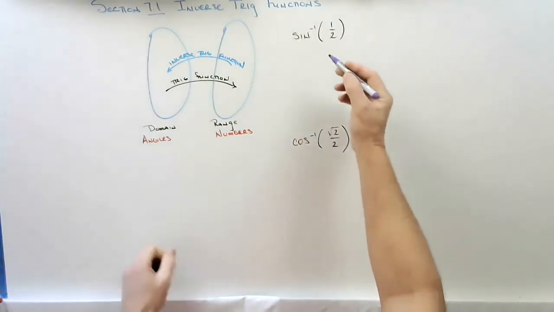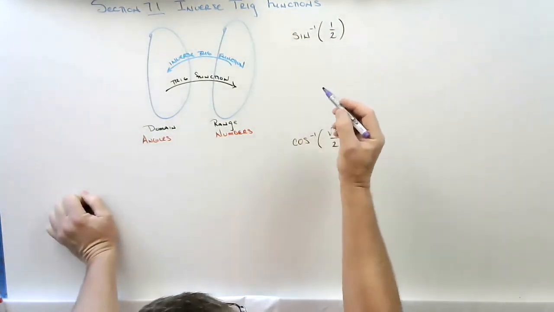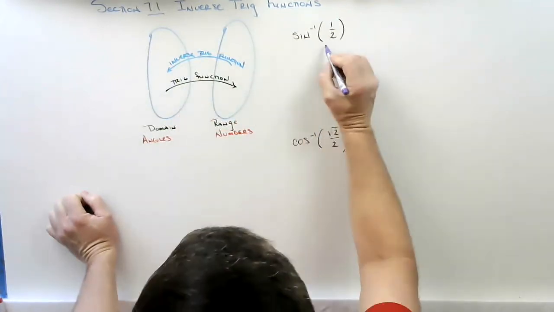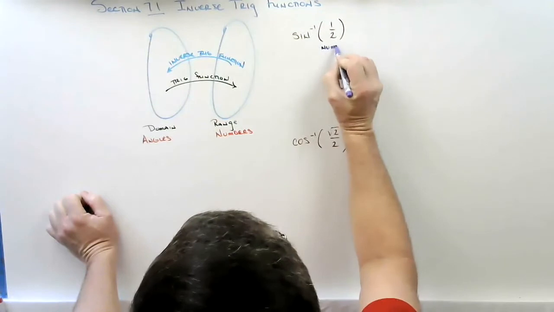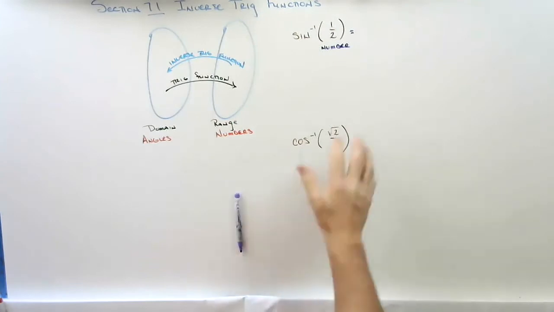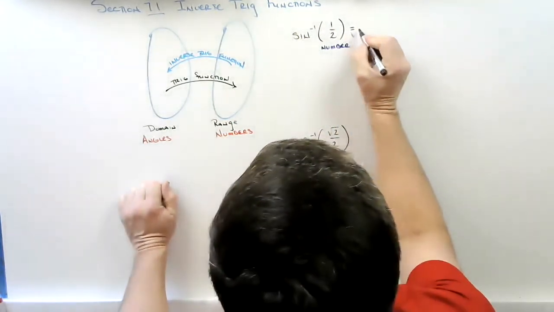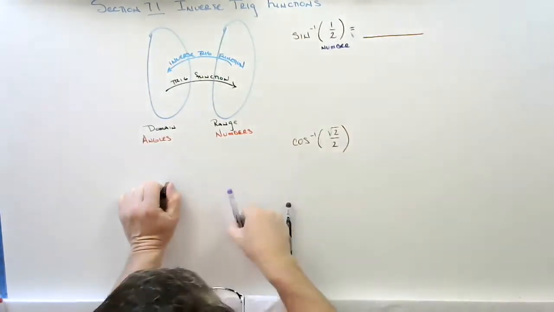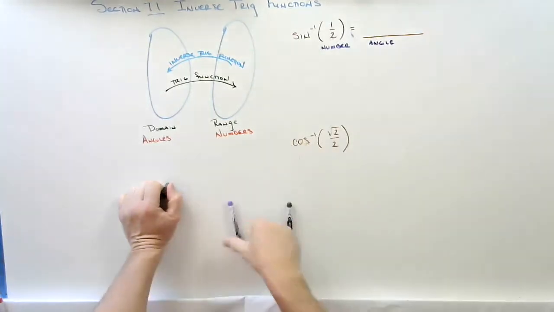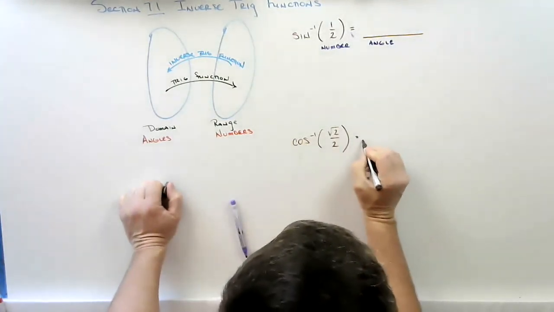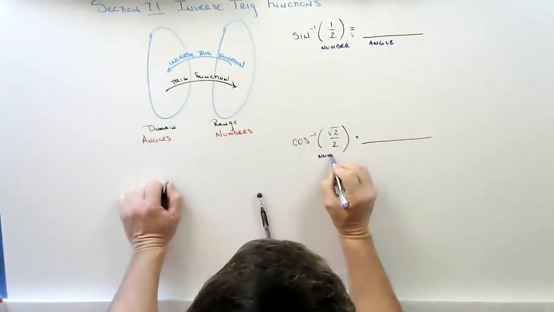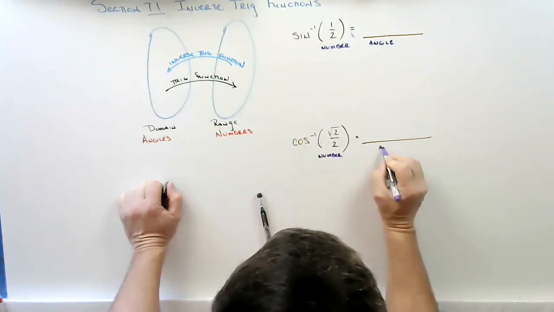So what is this asking us? Well, this is an inverse trig function. Inverse trig functions go backwards. So this is a number. Look, right here, it's a number. So our answer is going to be an angle. The same is going to happen down here. This is a number. The answer is going to be an angle.